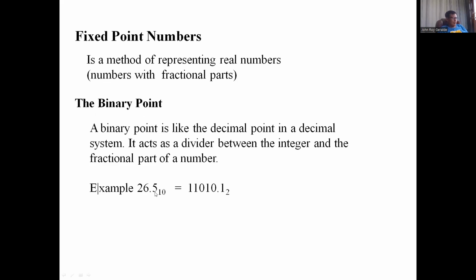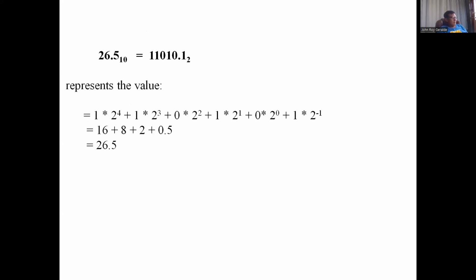26.5 base 10 is equal to 11010.1. So there's a divider between the integer part and the fractional part. For example, the first 1 here is 1 times 2 to the 4th. The next one is 1 times 2 cubed. The 0 is times 2 squared, it's 0 anyway. The 1 is times 2 to the 1, it's a 2. And the 0 is times 2 to the 0, it's 0 anyway. And the last one is 2 to the negative 1, because it's beyond the binary point.